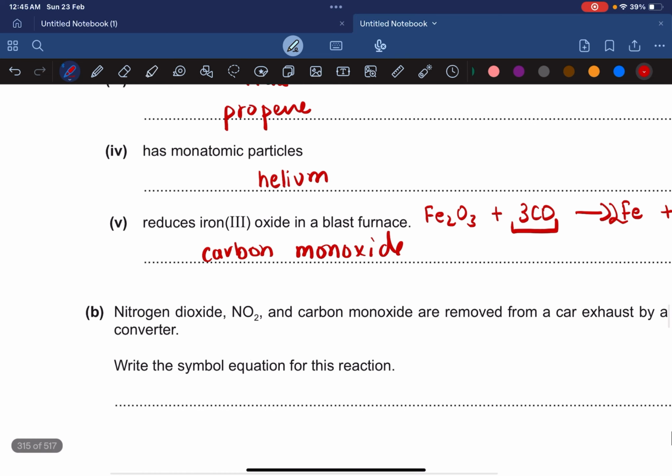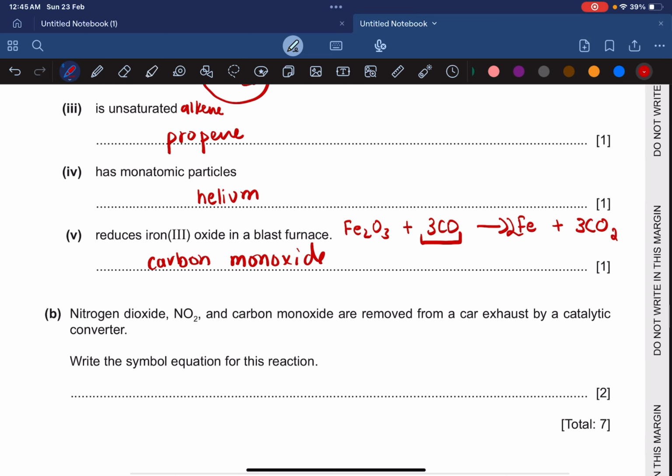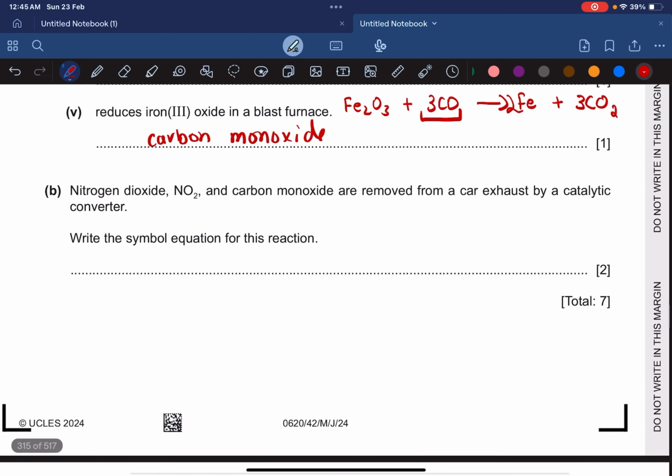Nitrogen dioxide and carbon monoxide are removed from car exhaust by catalytic converter. Write the simple equation for this reaction. Nitrogen dioxide plus carbon monoxide removed from the car exhaust by catalytic converter, and we have to write the simple equation. We have taken nitrogen dioxide, we have taken carbon monoxide, now we convert it to nitrogen and carbon dioxide.